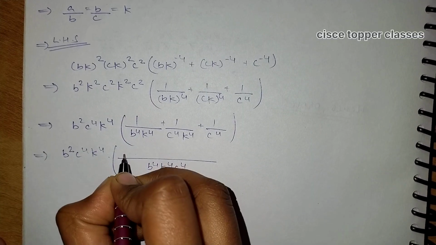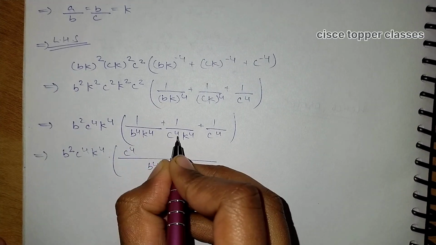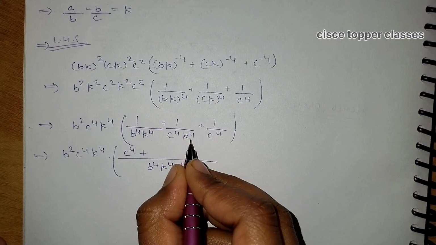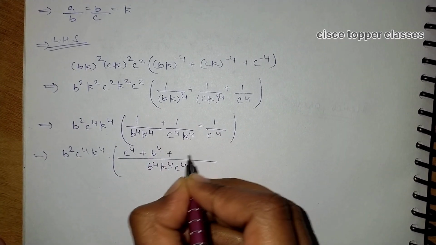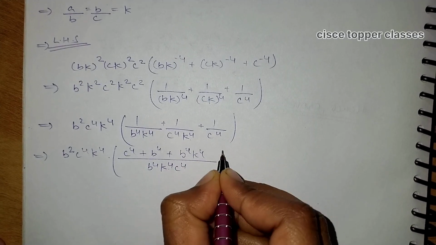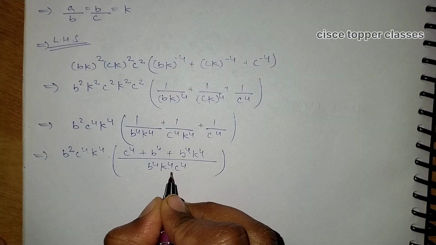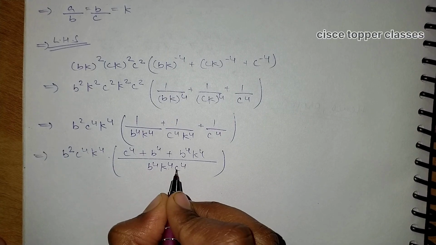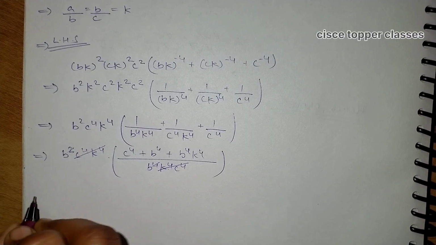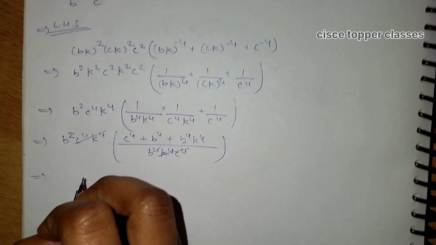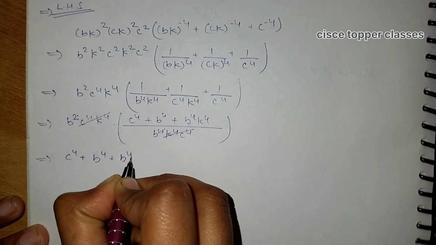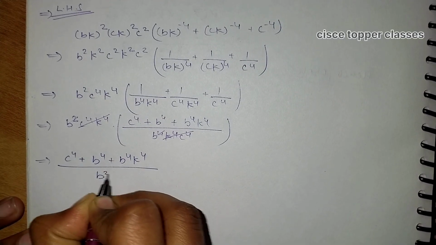So here we will get c⁴ plus b⁴c⁴ and k⁴, then plus b⁴ and here c⁴. So b⁴ and k⁴. This will simply cancel out here, b⁴ c⁴ and k⁴, and this will be somewhat cancelled out by power 2. So we will get as c⁴ plus b⁴ plus b⁴ and k⁴ upon b².